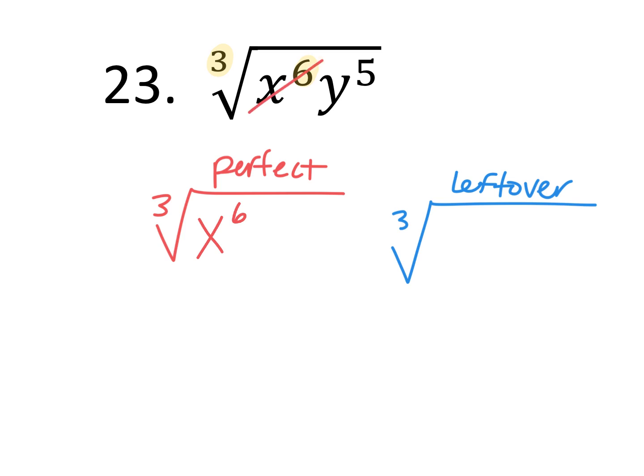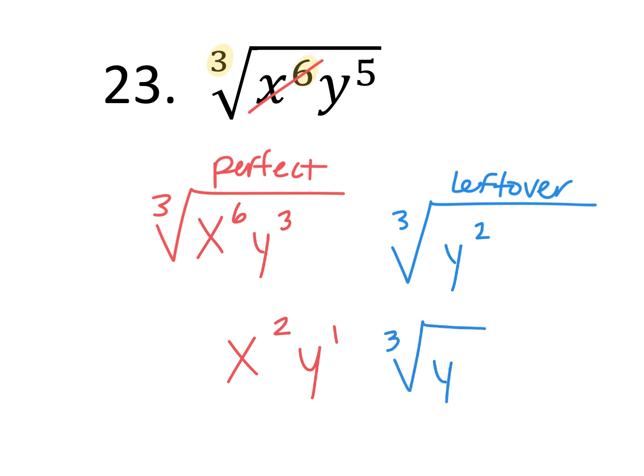y to the 5th. Is that perfect? No. Okay. So now you have to think about how many times does 3 go into 5? 1 time, right? 3 goes into 5, 1 time with a remainder of how many? 2. So this is where you now have to split it up. So I'm going to have y to the 3rd, right? Since it goes in 1 time. That one's a perfect cube with a leftover of y to the 2nd. You now evaluate the one on the left. That would give me x squared, y to the 1st, and you keep the one on the right. This is just y squared.